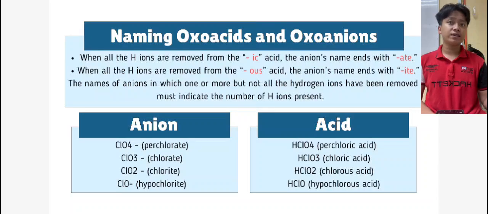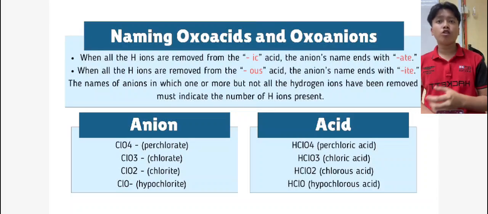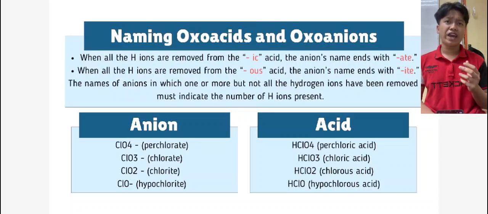As for acids, HClO4 is perchloric acid, HClO3 is chloric acid, HClO2 is chlorous acid, and HClO is hypochlorous acid.